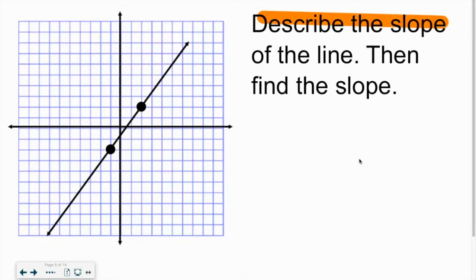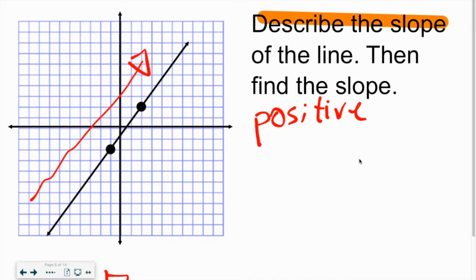Describe the slope. So Mr. Slope Man, who can only go to the right, when he goes walking on this, he is going to be walking up, which means we have positive slope. Done. Then find slope.